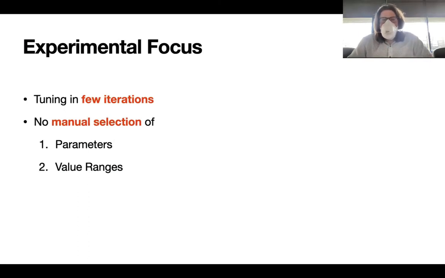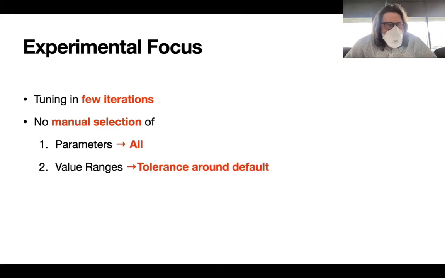So the focus of those experiments is to show that tuning can be done with few iterations compared to existing methods, that you don't need any manual selection of the parameters to tune or of the value ranges to consider for those parameters. So for the baselines, everyone considers all the tuning parameters, which is a couple of hundreds of tuning parameters for the systems that I'm considering here. And in order to select value ranges for the baseline, I'm just using some constant factor around the default settings by trying out different factors.